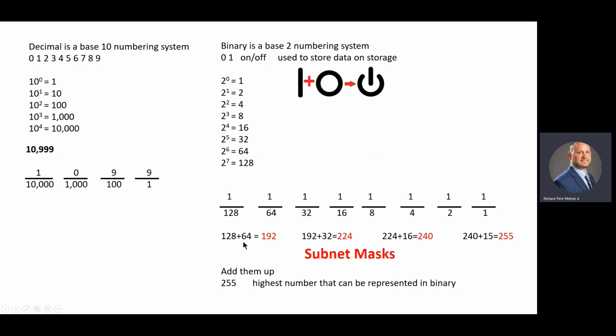So 128 plus 64 is 192. 192 plus 32 is 224. 224 plus 16 is 240. And then I combine these last 4 bits. There are 8 bits in a byte, and these are all common subnet masks. So the highest number we can reach is 255.